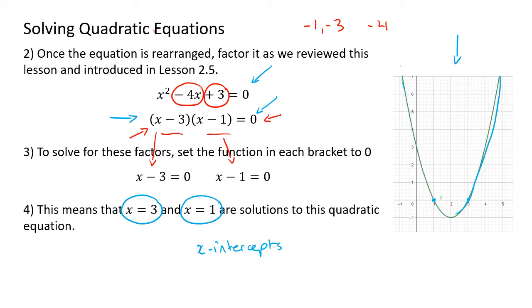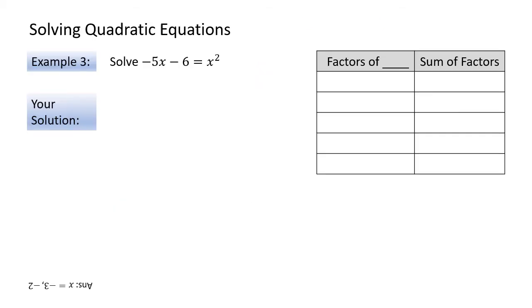The only instance where it'll only touch once is if the very bottom of the parabola were to touch the axes, okay? And we'll get into those options later on, okay? So if we're looking at solving the quadratic equation, we're going to, again, need to use factoring.